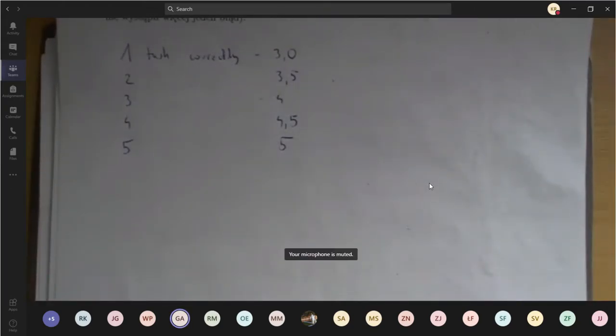One task correctly out of 5, grade 3.0. 2 tasks correctly, 3.5. 3 tasks correctly, 4.0, and so on and so on. Okay. I think it's a fair deal.